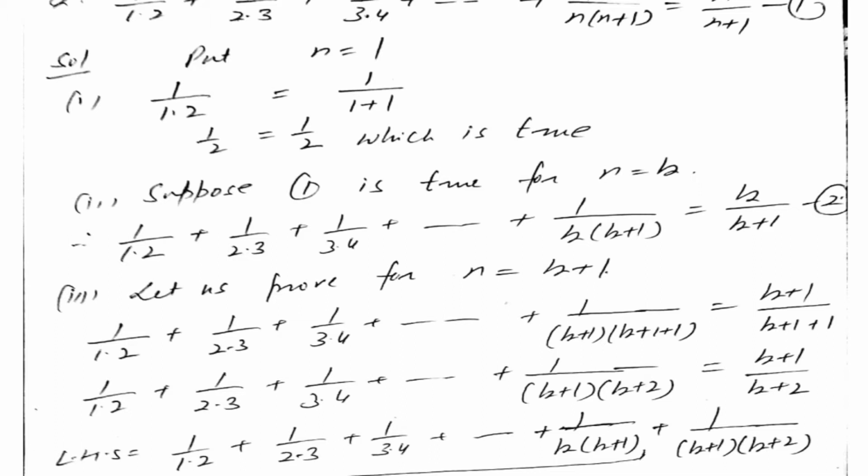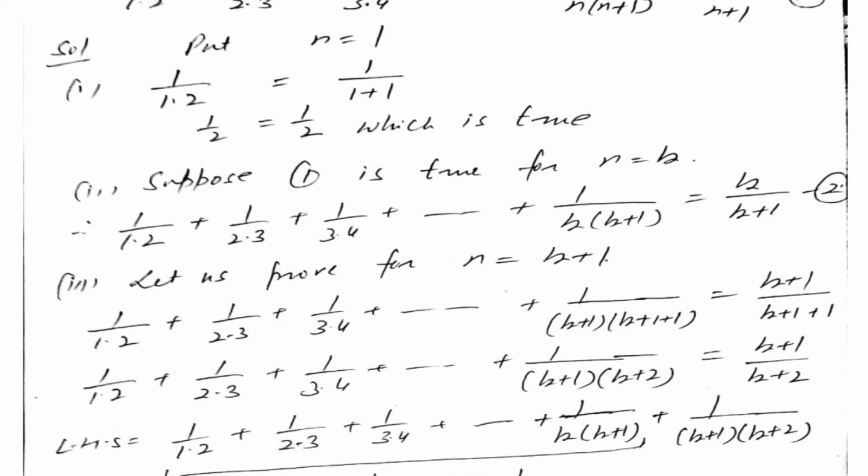Now we can mark it as 1. We have to prove it. Now again take n equal to 1, meaning only the first term. So it is 1 upon 1 into 2, which is 1 by 2. Similarly, putting n equal to 1 here, 1 upon 1 plus 1 equals 1 by 2. So both the sides are equal, 1 by 2 equal to 1 by 2. Therefore, the result is true for n equal to 1.